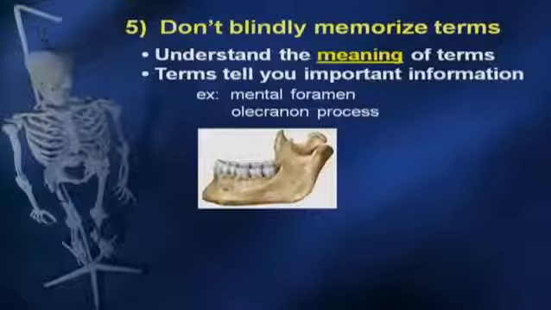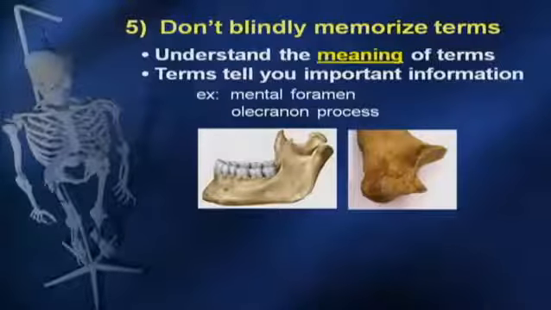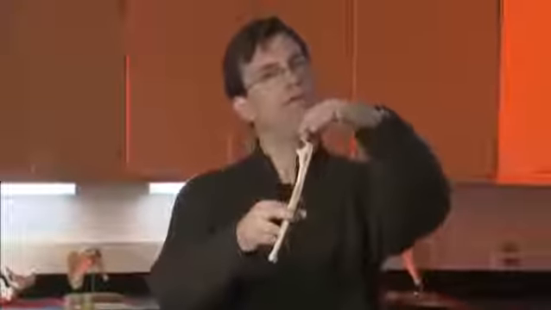Now, if we move to the next term, it says olecranon process. What's the olecranon process? Well, you can see in the image on the screen, it's actually this whole process that we see right over here that makes up your elbow. It's on the ulna. So that's what we're seeing in the image on the screen as well.